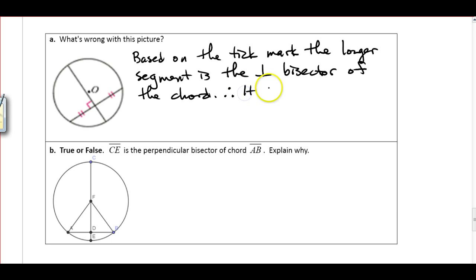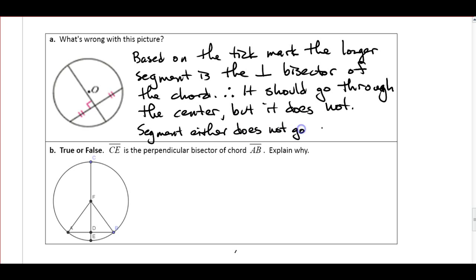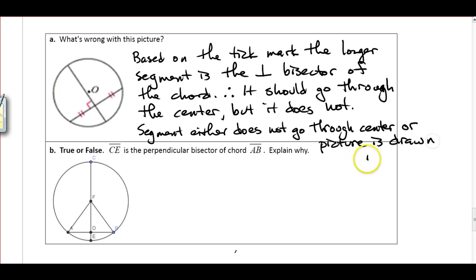So therefore, it should go through the center, but it does not. So either the picture is drawn incorrectly or that segment is not the perpendicular bisector. So one of those two things has to be the case. Either the segment does not go through the center, or the picture is drawn incorrectly.